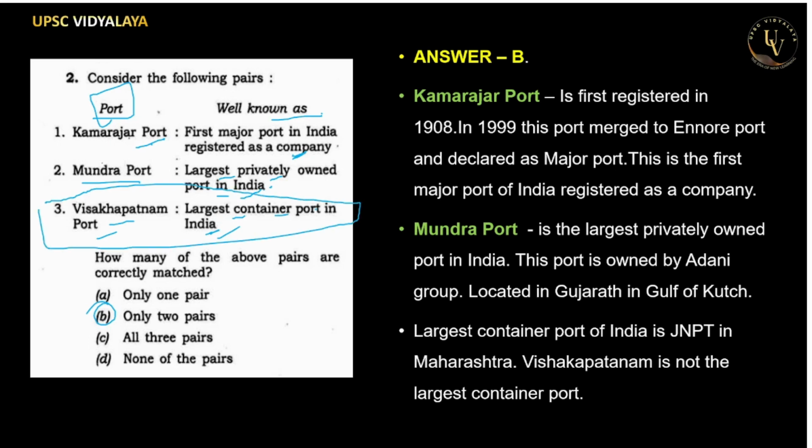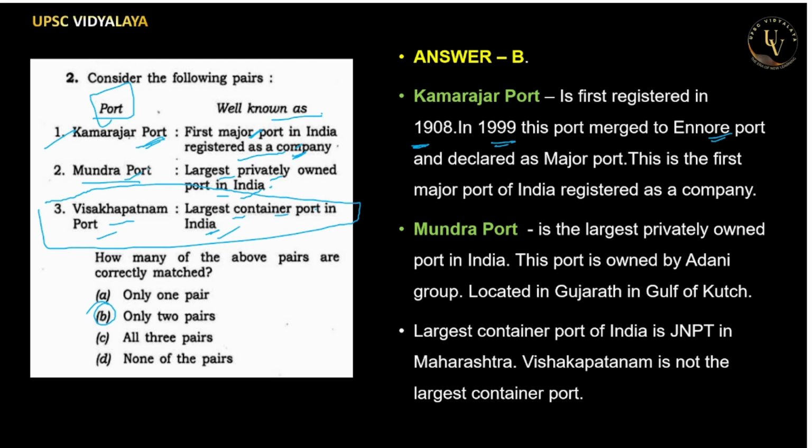The other two: Kamarajar Port, which is located in Tamil Nadu, was first registered in 1908. In 1999, this port was merged with Ennore Port, and thus it became the major port. Yes, it is registered as a company. This is the first major port of India registered as a company. So that is the reason the first point, Kamarajar Port, becomes true. And the Mundra Port is a largely privately owned port.